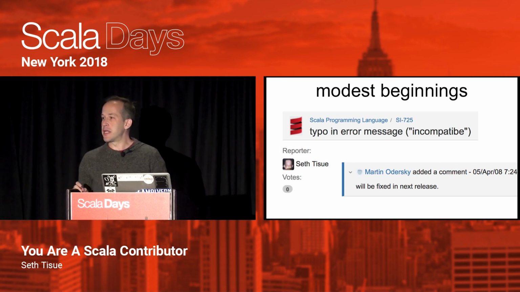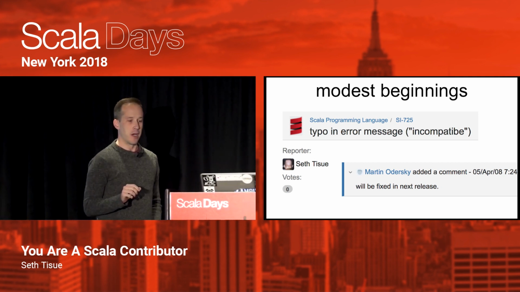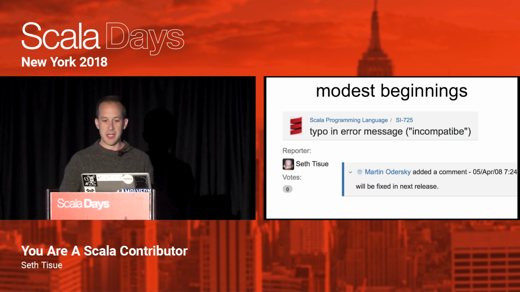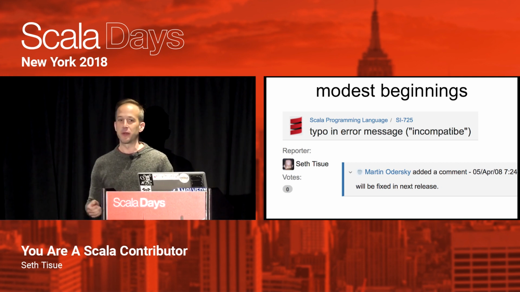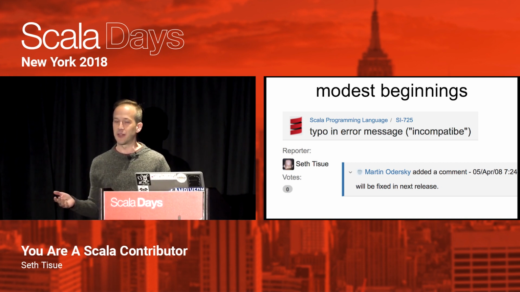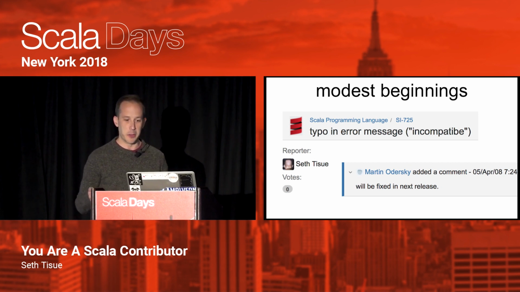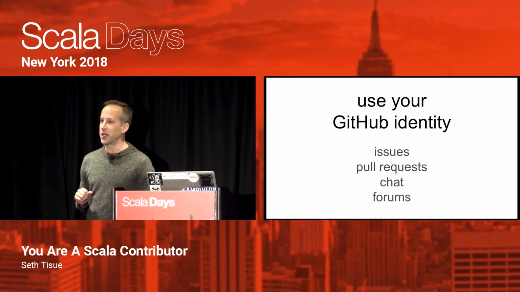Now, that was in 2008. At that time, GitHub had just started. I certainly hadn't heard of it yet. Scala wasn't using it. So it wasn't possible for me to actually fix the error message myself. I would have had to go through a process of signing a paper CLA and trying to convince them to take me on as a committer. But now in 2018, everything is much better.